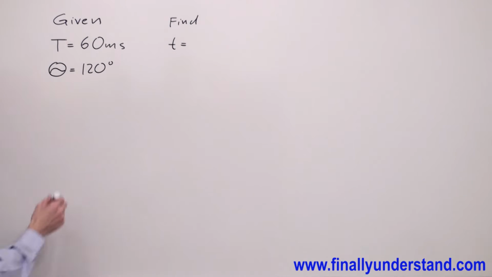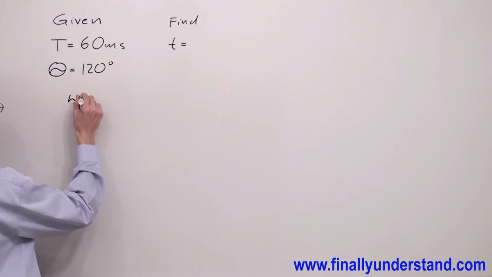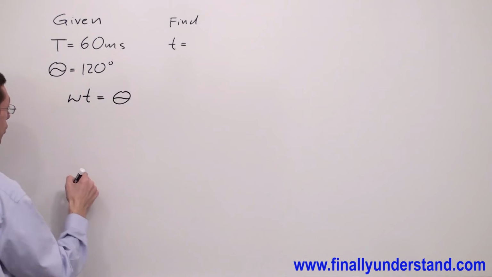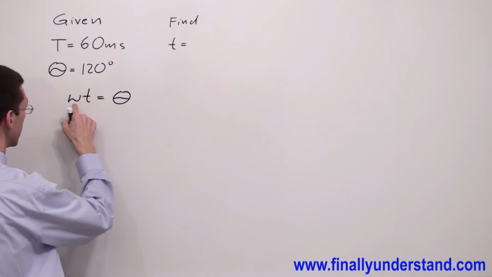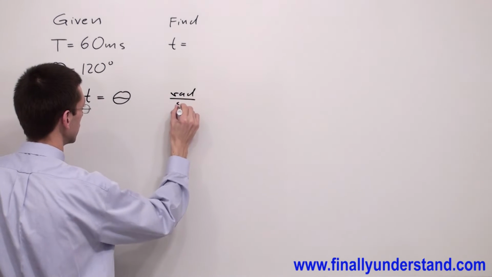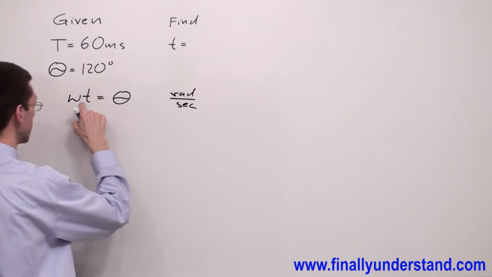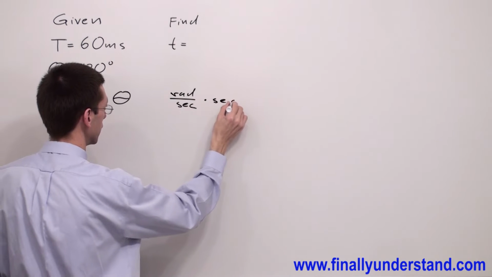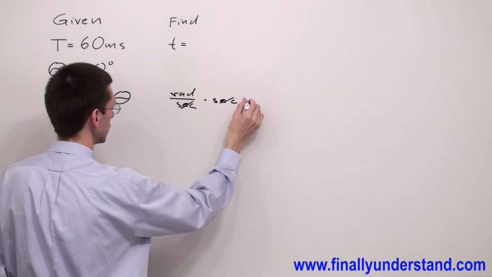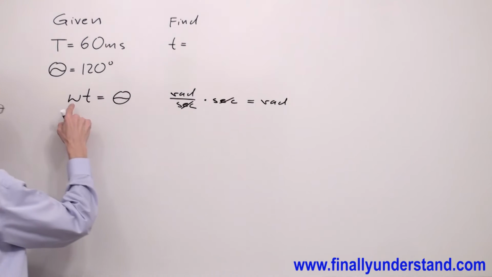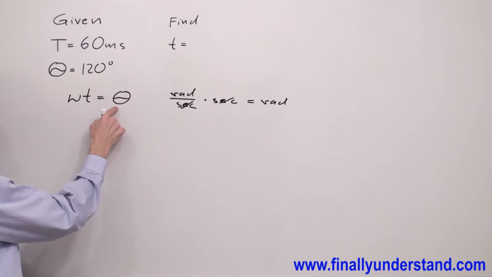You're supposed to realize that omega t is equal to the angle. Why? Because omega is measured in radians per second times the time, which is measured in seconds. Second and second will cancel out. You'll get radian. That's why we say omega t is equal to theta.